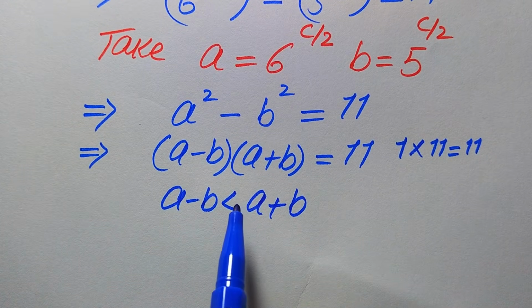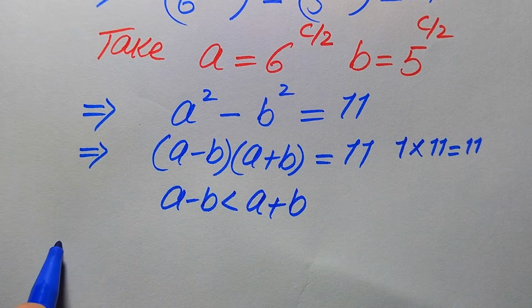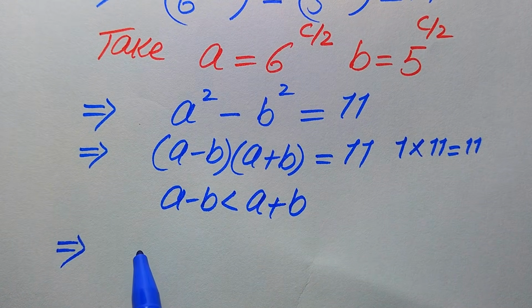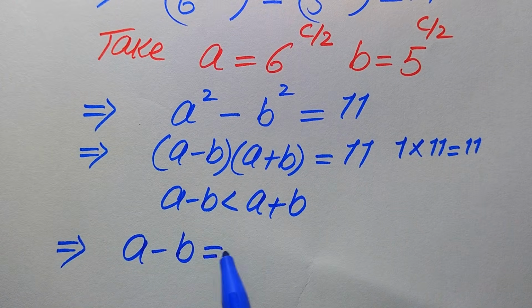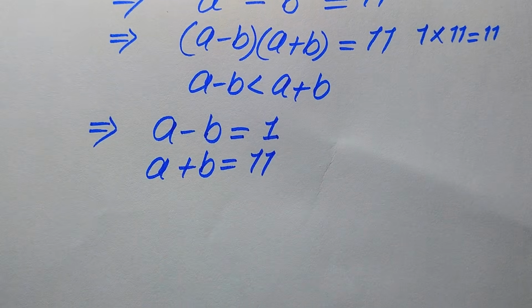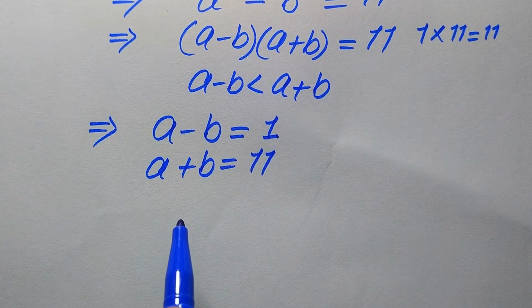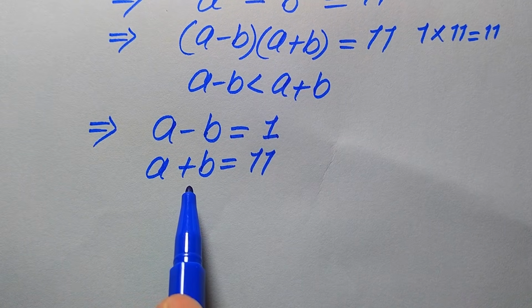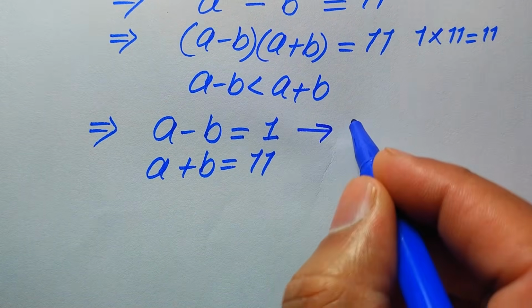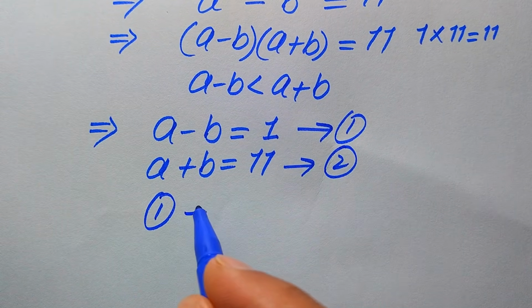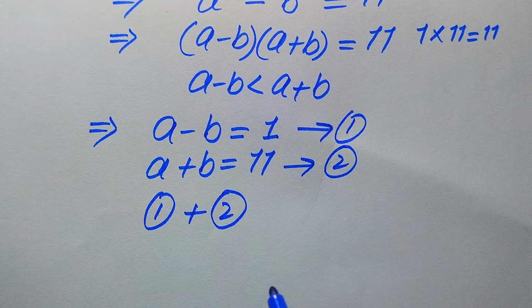So here, according to this rule, we compare the left hand side with the right hand side. When we compare both of the sides, we get a minus b is equal to 1, and a plus b is equal to 11. Further, in the next step, we need to find the value of a. We call this equation number 1 and this equation number 2. So we sum up equation number 1 and equation number 2.